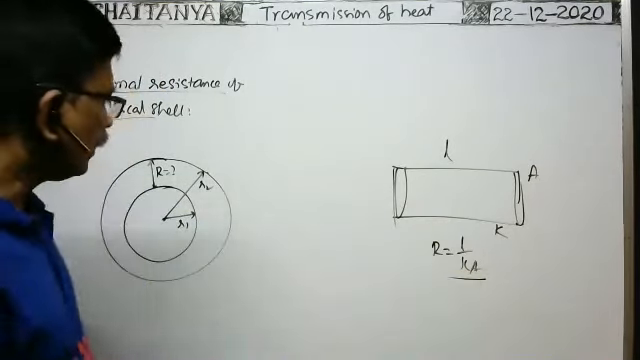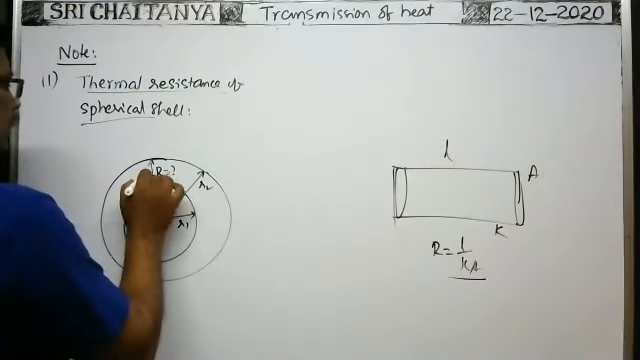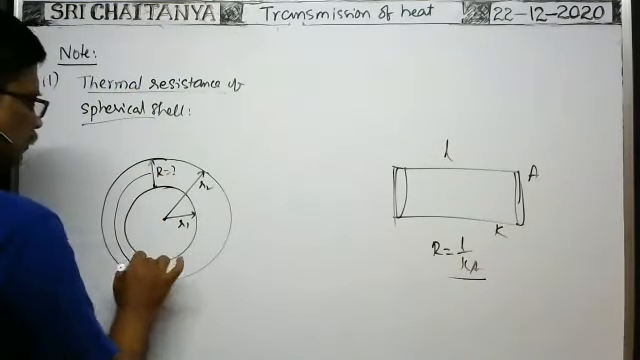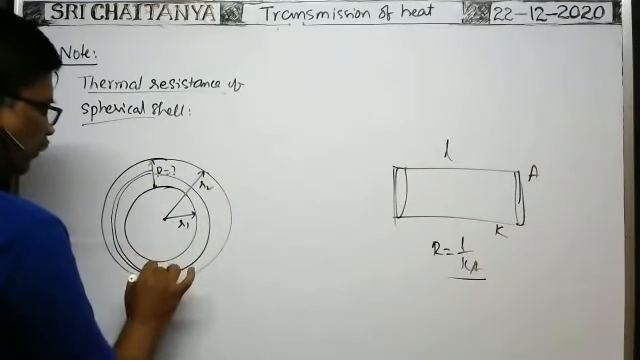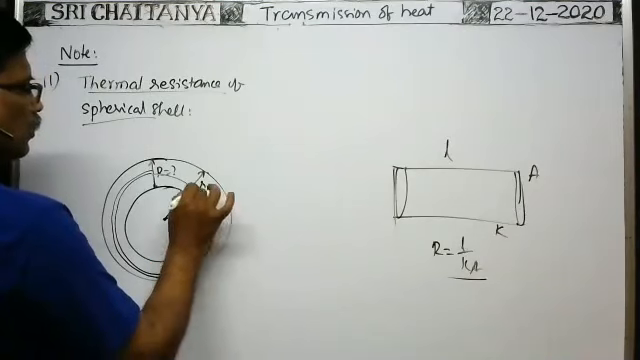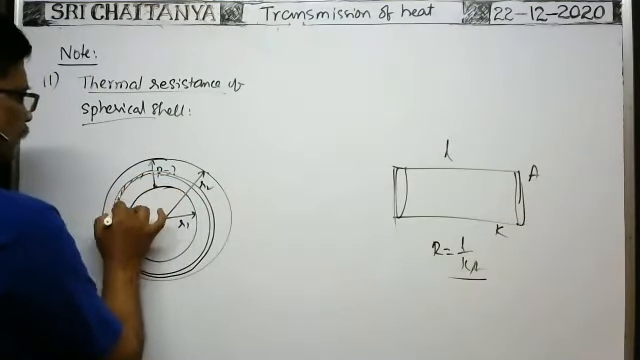Okay. Now, in this case, consider a small element. First I will say the procedure, then I will explain how we can write it simply. So, consider the small element here.